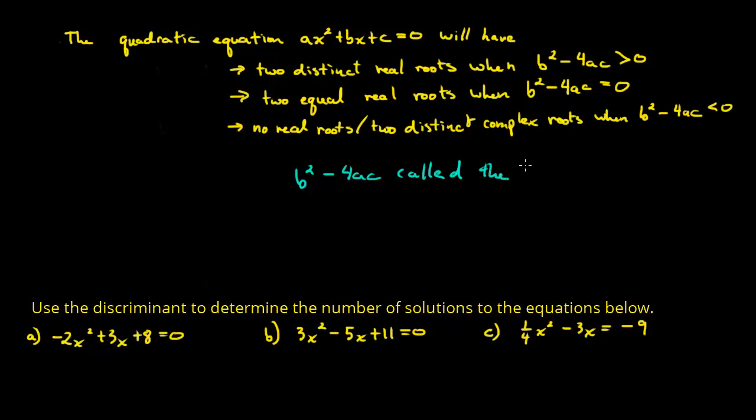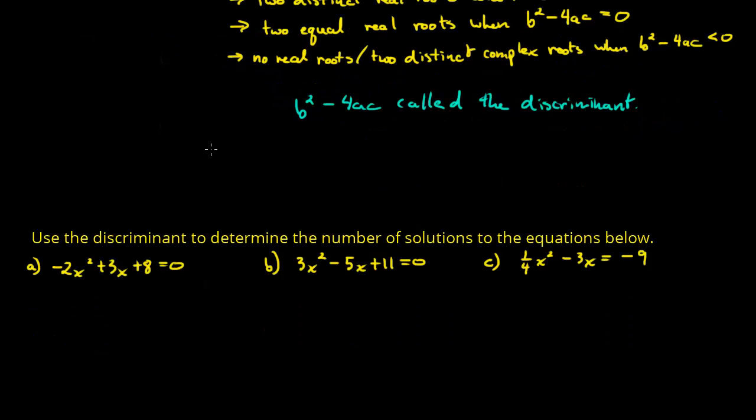Now, b squared minus 4ac is called the discriminant. So we can use the discriminant to figure out how many solutions a quadratic equation will have and what types of solutions we'll have.